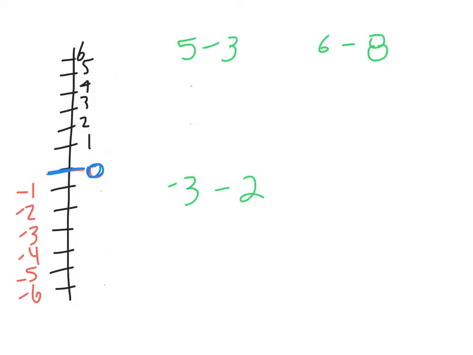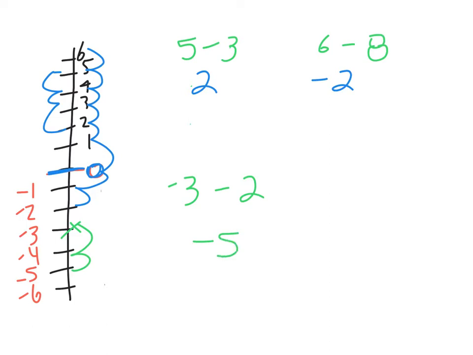Here's just a little bit more of the review. 5 minus 3, starting at 5 and going down 3, 1, 2, 3. We end up at 2. This is just a regular subtraction problem, 5 minus 3. Now we could have 6 minus 8, starting at 6, going down 8. 1, 2, 3, 4, 5, 6, 7, 8. We ended up at negative 2. We could also be at negative 3 here, and we're going to go down 2. So we are at negative 5.